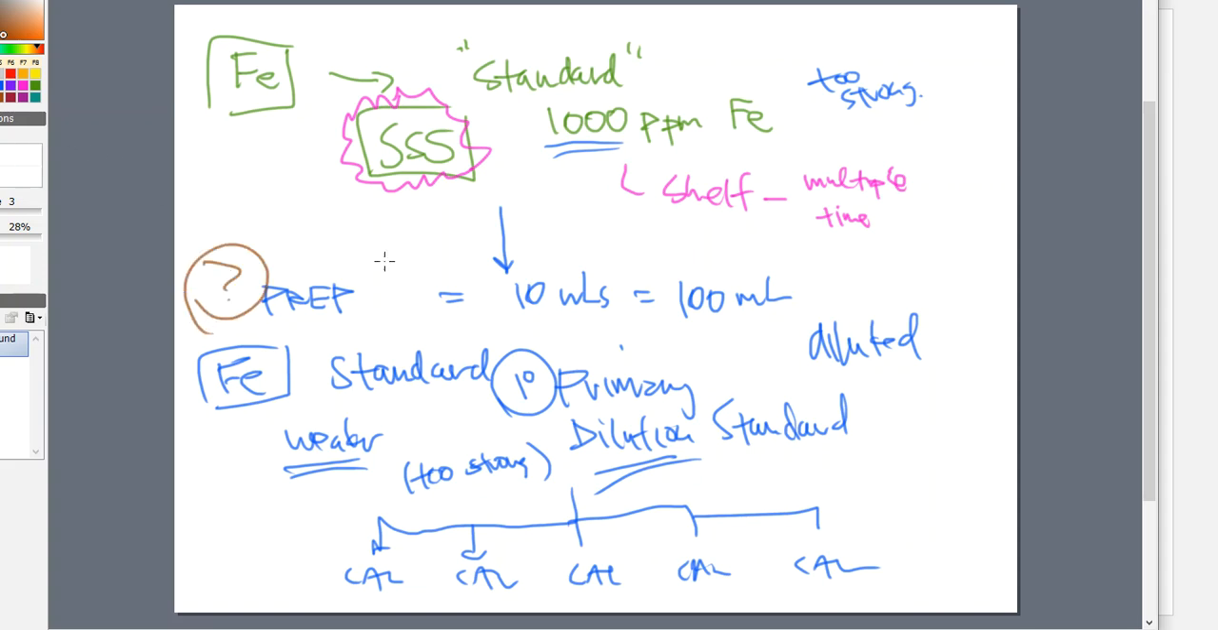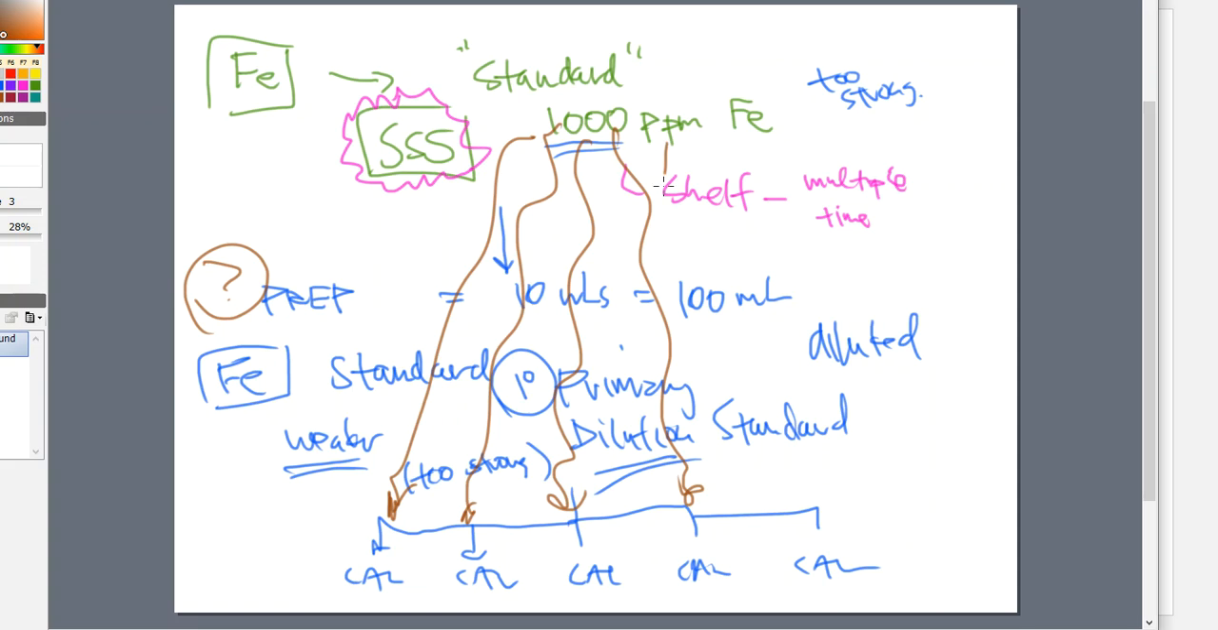Why do we do this middle step here? Why don't we go with 1,000 ppm and just go all the way down to the calibration standards and skip that whole sample prep? You could. No one says that you can't. But you have to make sure that the concentrations down here are appropriate, and you have to make sure that these are not very tiny volumes.